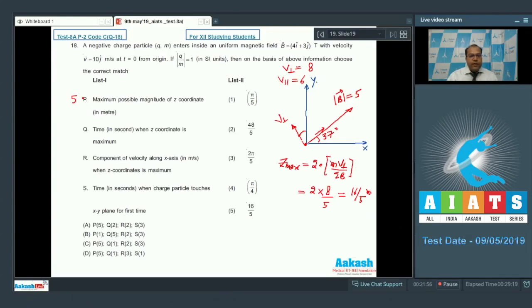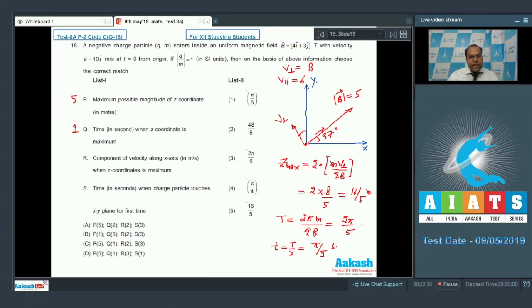Now in entry Q, time when Z coordinate is maximum. So the time of revolution is 2 pi m by qB. So m by q ratio is 1. So this comes out to be 2 pi by value of B is 5. So the time taken to reach the maximum Z coordinate is capital T by 2. So this comes out to be pi by 5 second. So correct matching would be 1.